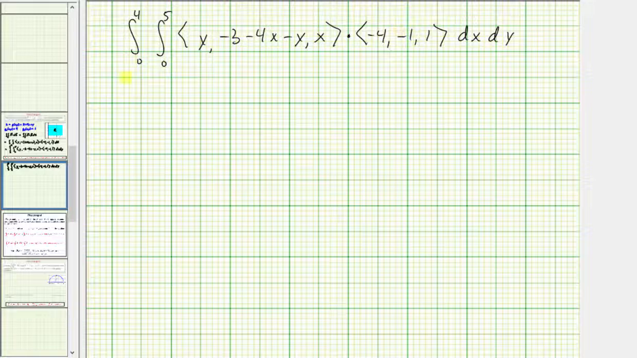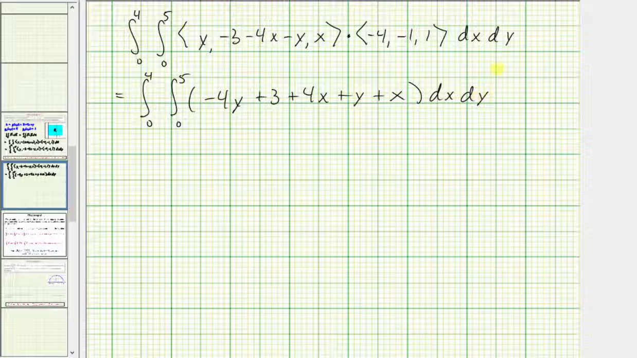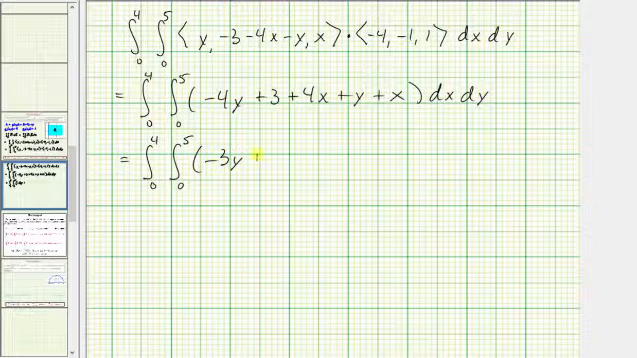So now we'll find the dot product. So we'll have y times negative 4, that's negative 4y. And then we have the quantity negative 3 minus 4x minus y times negative 1. So we'll have plus 3 plus 4x plus y plus x times 1, so plus x. Let's go ahead and combine like terms. So we have negative 3y plus 5x plus 3.